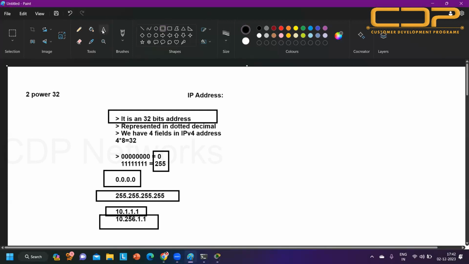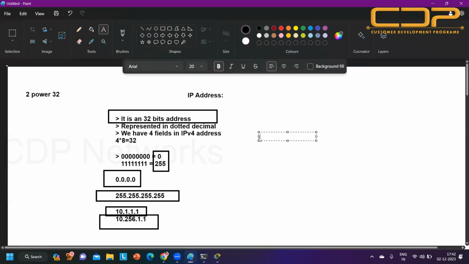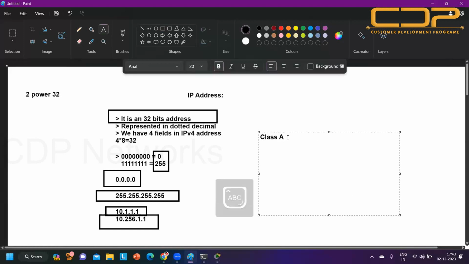We divide this 32-bit address into some classes. First is class A, second one is class B, third one is class C, then class D, and the last one is class E. So we have 5 classes in IPv4 addressing.